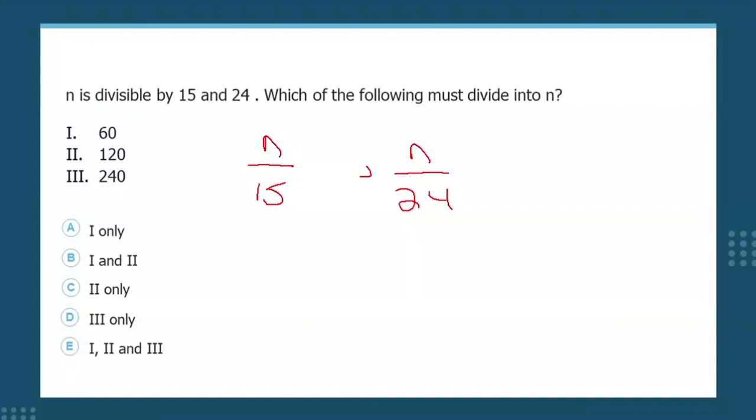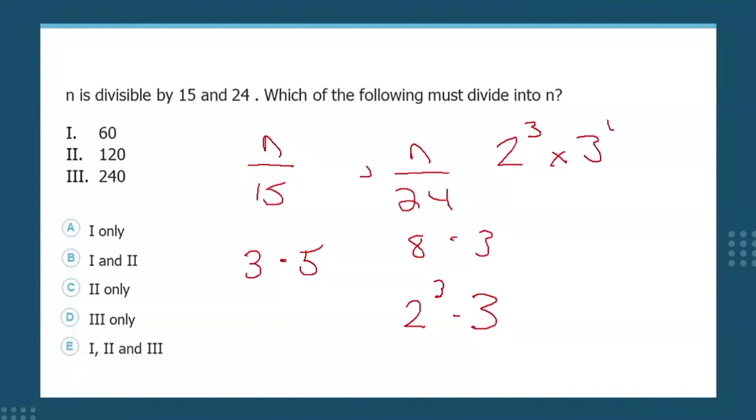If you go the prime factorization route, you see that 15 is 3 by 5, 24 is 8 by 3, which is 2 to the third times 3 to the 1. And as you know, when you do the LCM, you take the larger power of any base. So 2 to the 3 is the largest, 3 to the 1 is the largest, 5 to the 1 is the largest, 120 is your LCM, right?